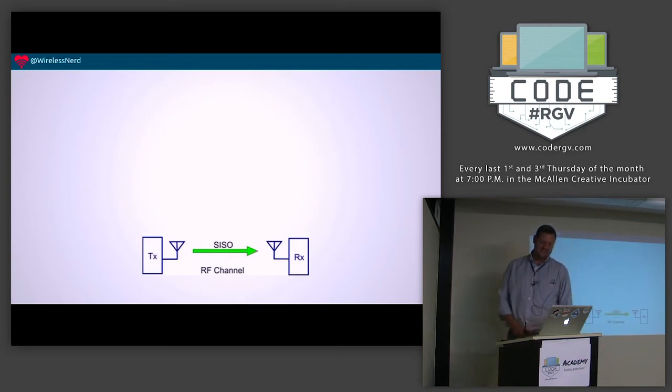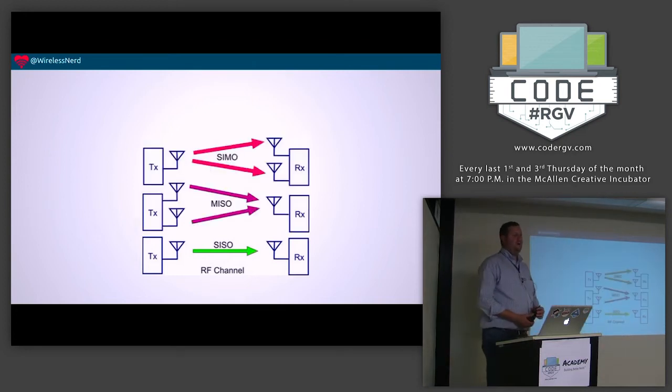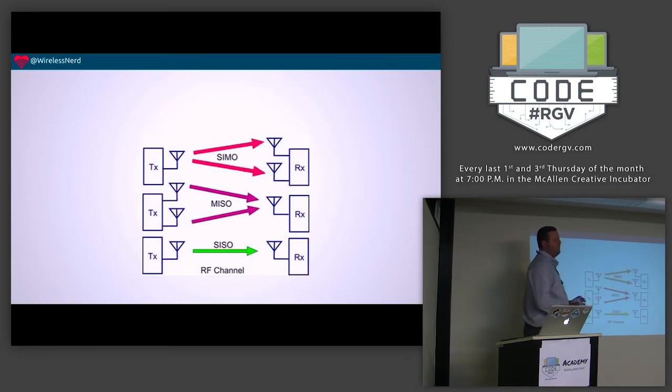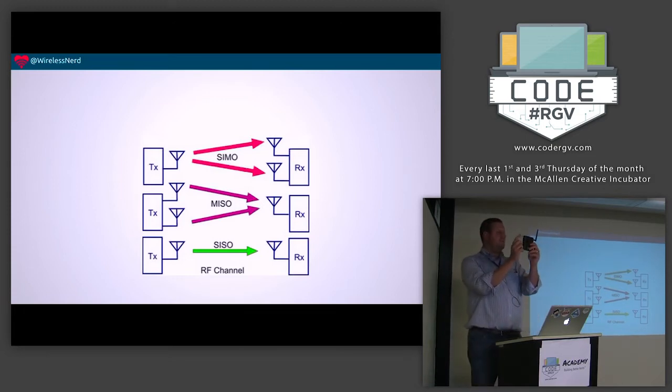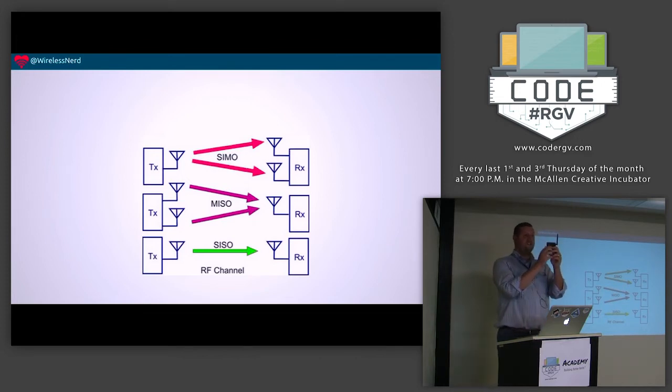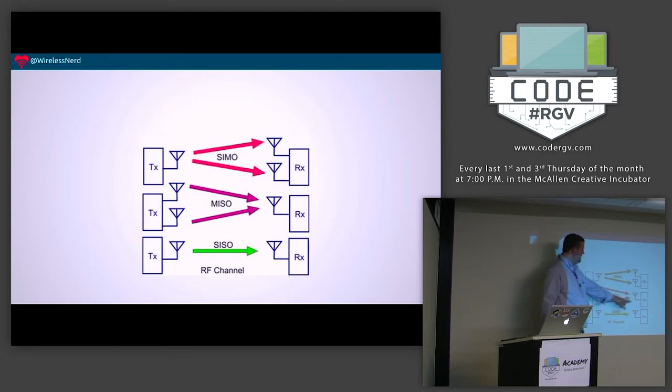Transmit, receive. Now, they started to say, well, what if we take this and stick another antenna on here? Now we have two antennas on a radio, and those two antennas are communicating with one radio. Multiple antennas out, single antenna in, MISO, right? Or SIMO, if you do it backwards: single in, multiple out.